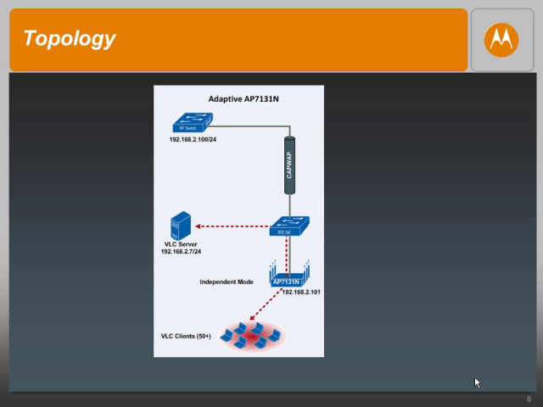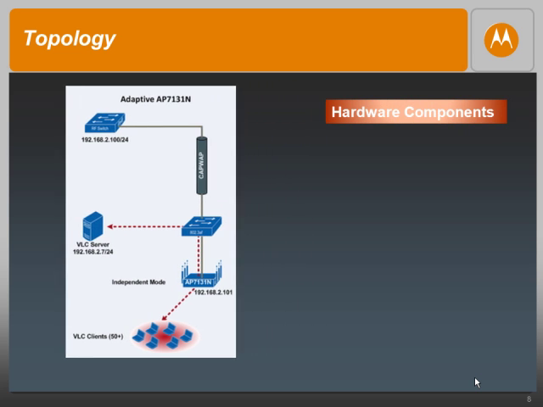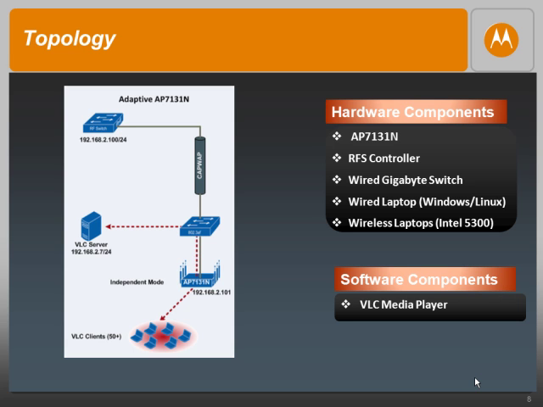Our key hardware components here are the AP7131N, the RFS controller, a wired gigabit switch, a wired laptop on which we run the VLC media player, and the wireless laptops. The wireless laptops used in our setup have the Intel 5300 chipset. However, you could use any 802.11n compliant chipset as long as it supports 300 megabit data rates in transmit and receive. The software component used in our demo is the VLC media player. This player can be configured to be a client or a server.